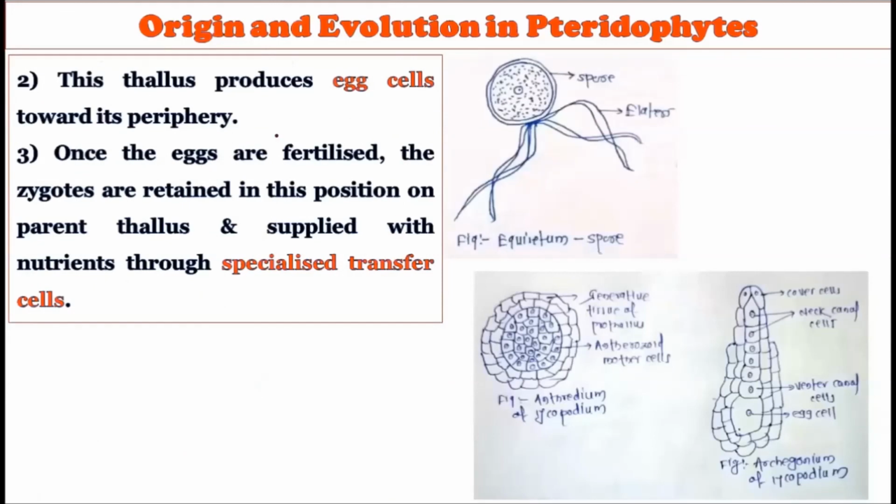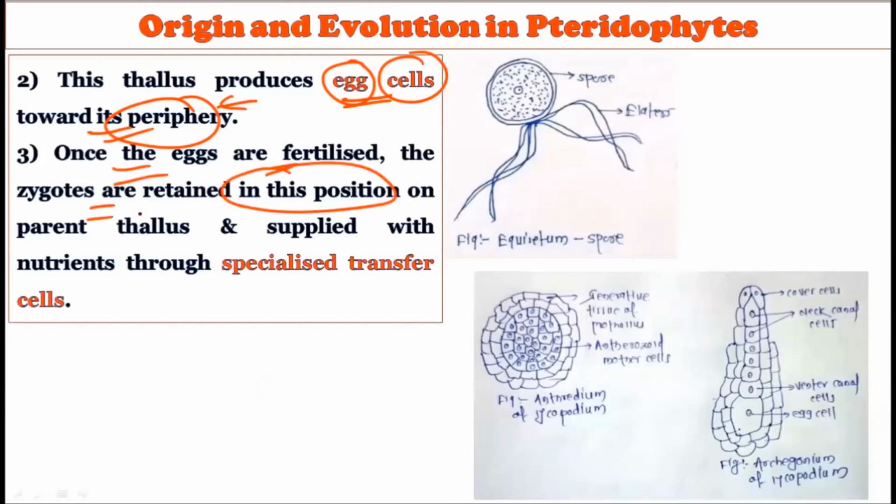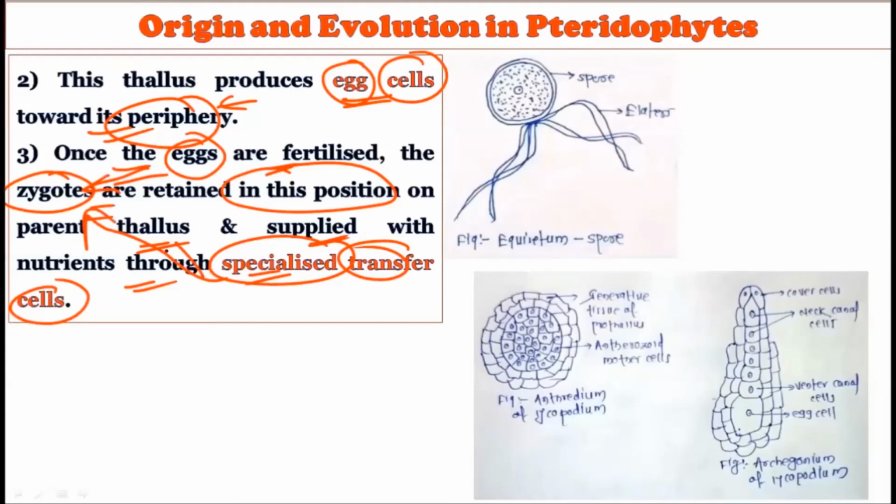Now this thallus produces egg cells towards its periphery, just like the bryophytes and pteridophytes, where the gametophyte produces the egg cells. Once the egg is fertilized, the zygote is retained in this portion. This is very similar to the bryophytes and pteridophytes, because the zygote is retained on the body of the female gametophyte or inside the female sex organ on the parent thallus, and is supplied with nutrients through specialized transfer cells. It takes all its nutrition from the parent thallus, and this characteristic makes them very similar to the bryophytes and pteridophytes.